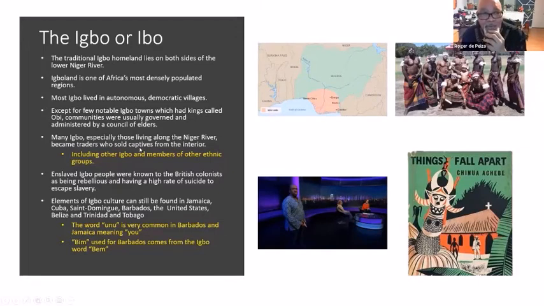Now, many Igbos lived along the Niger River, which is also interesting. So you had all of these disparate communities in Igbo land.